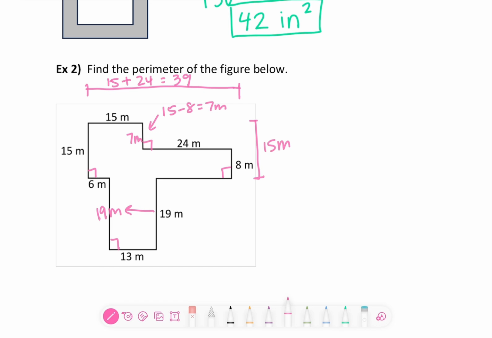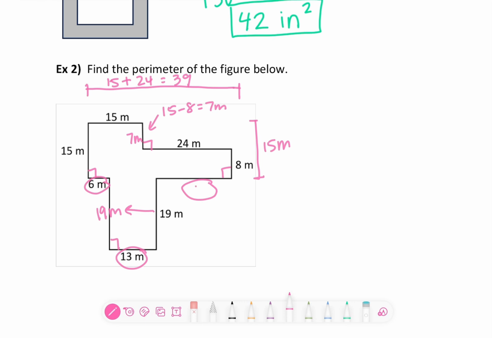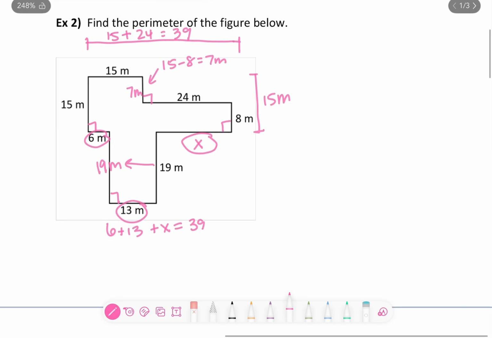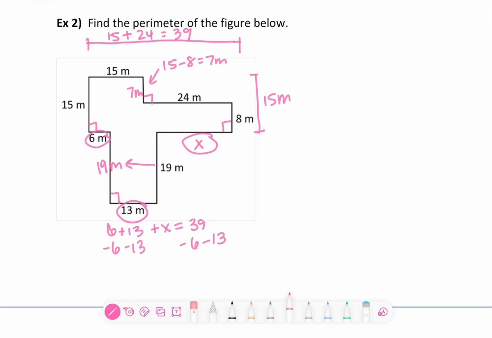And then it's going to have to be the same on the bottom. Okay, so on the bottom, your 6 plus your 13 plus the one we're missing has to also equal 39. So that means that if I call that x for now, okay, 6 plus 13 plus x has to be 39. So if we subtract the 6 and the 13, 39 minus 6 minus 13, we're left with 20. Okay, so if we subtract these both from the 39, then we end up with 20. So we know that this value is 20 meters.